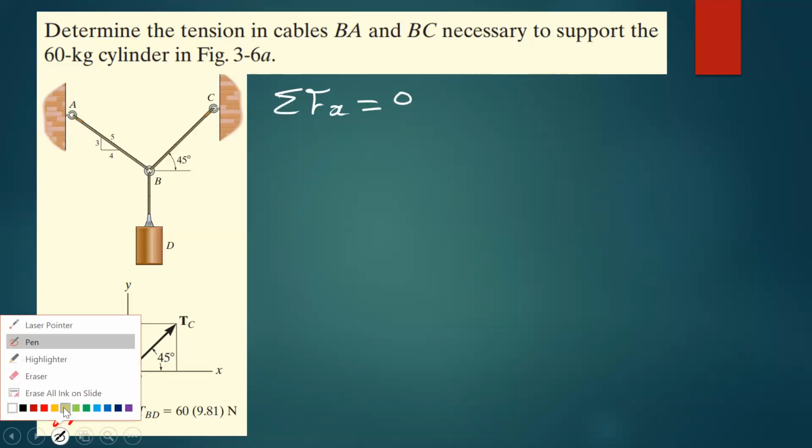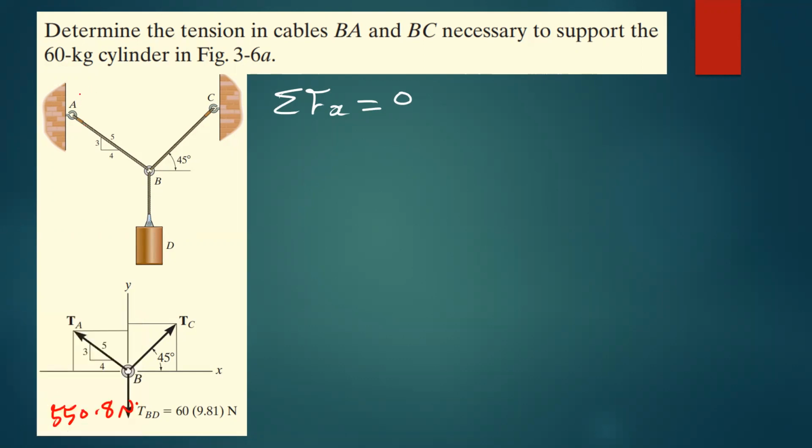I want a color that I'm going to be seeing on both. Okay, let me use red. So we're going to start with the forces in this cable. I'm going to draw something like a triangle there. I think it's already drawn here, so let me just use the free body diagram, which is already drawn.